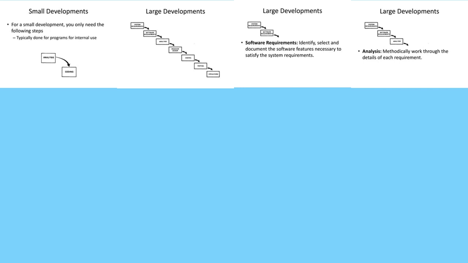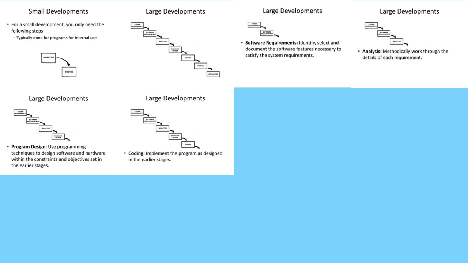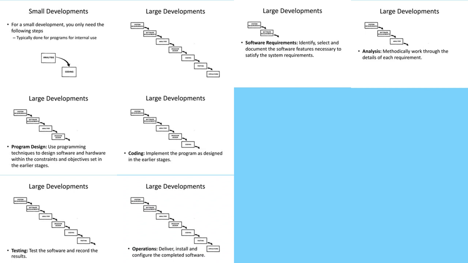Analysis methodology: work through the detail of each requirement. Program design: use programming techniques to design software and hardware within the constraints and objectives set in the earlier stages. Coding: implement the program as designed in the earlier stages. Testing: test the software and record the results. Operations: deliver, install and configure the completed software.